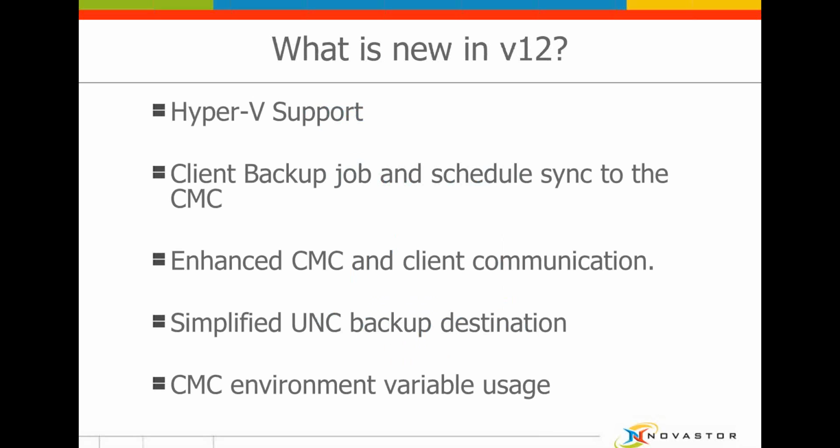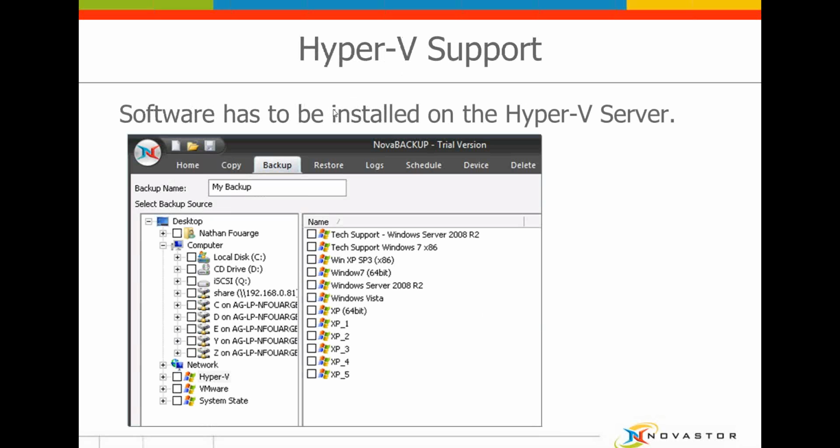So a little bit of what's new in 12.2. We have Hyper-V support, so we're supporting the Hyper-V backup of virtual machines. I'm going to basically go over what's new in NovaBACKUP 12.2 here, and then go into a little bit of detail in just a couple slides. So the Hyper-V support, then client and backup job schedule sync to the Central Management Console, which we call the CMC. Then we have enhanced Central Management Console and client communication, simplified UNC backup destination information, and CMC Environment Variable usage.